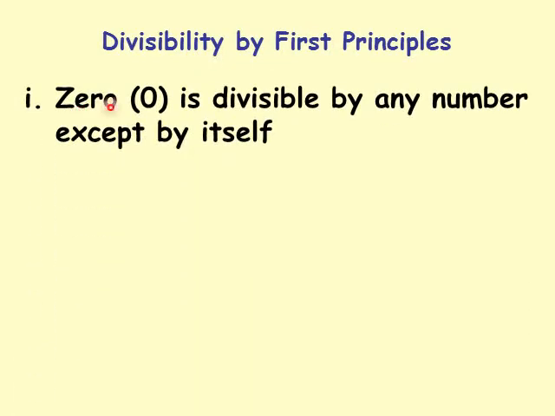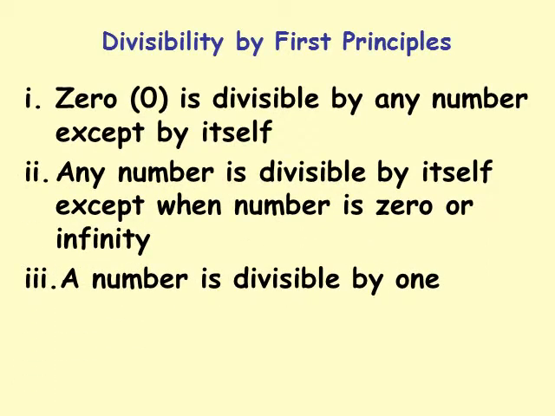Let's look at first principles regarding divisibility. First, 0 is divisible by any number except by itself. Any number is divisible by itself except when the number is 0 or infinity. A number is divisible by 1. So these are the first principles. We don't have to do any tests here. Just say 0 is divisible by any number except itself, a number is divisible by itself except when the number is 0 or infinity, and a number is divisible by 1.